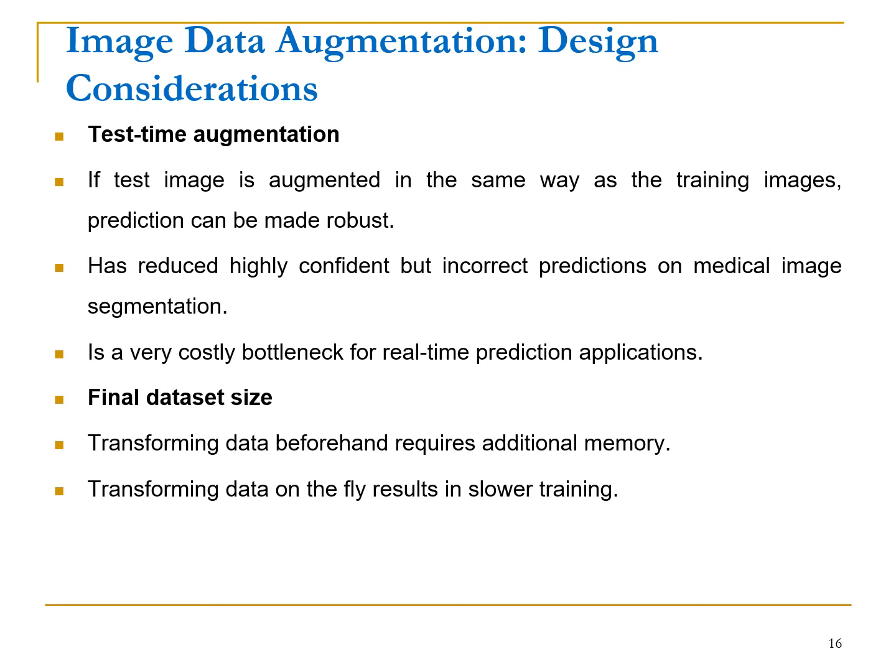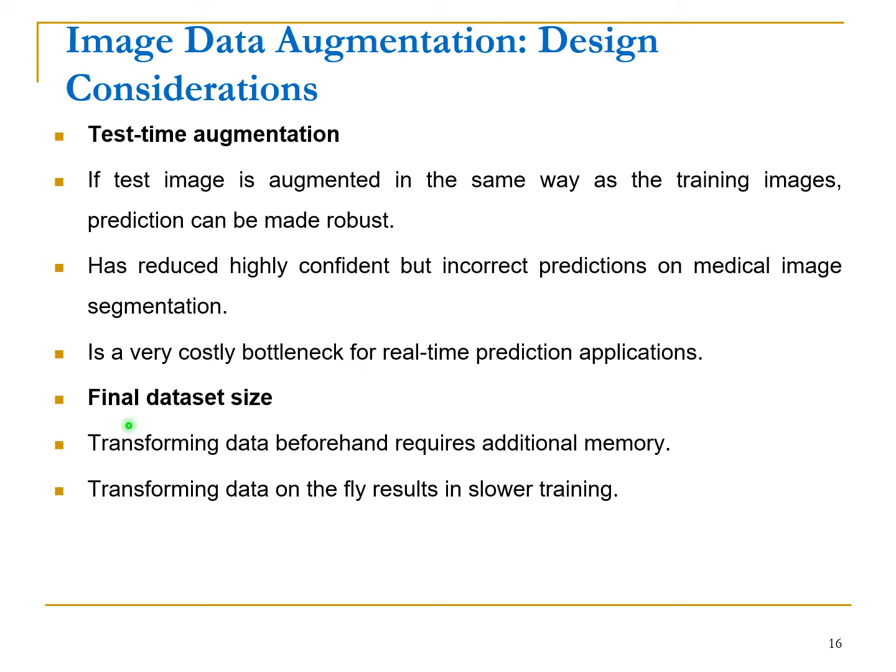Okay, finally, we have to keep in mind some design considerations. We can do test time augmentation. If the test image is augmented in the same way as the training images, then prediction can be made robust. Test time augmentation has reduced highly confident but incorrect predictions on medical image segmentation. In medical images, if we are doing it offline, it is okay, but for real-time prediction applications, the test time augmentation method is a very costly bottleneck.